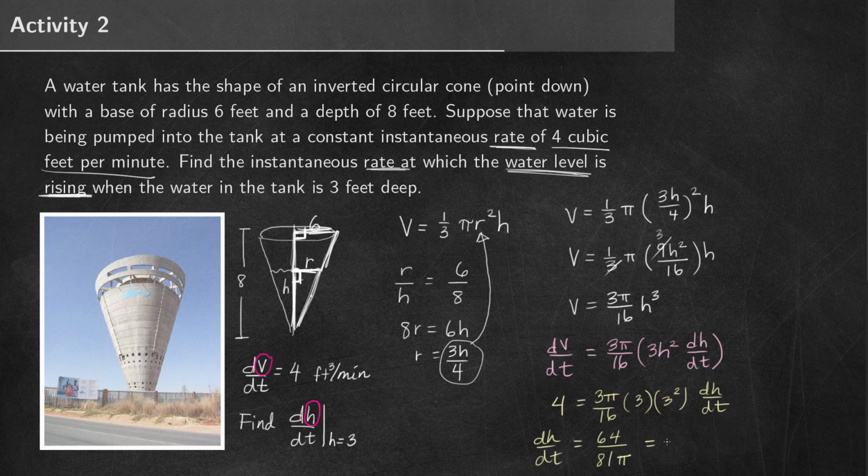And let's just get a decimal approximation for that. I'm getting 0.252. Then our units for dh/dt will be units of h per units of t. h, the height, is measured in feet. t, the time, is measured in minutes. So my units are going to be feet per minute: 0.252 feet per minute.